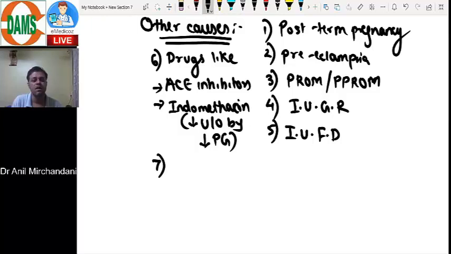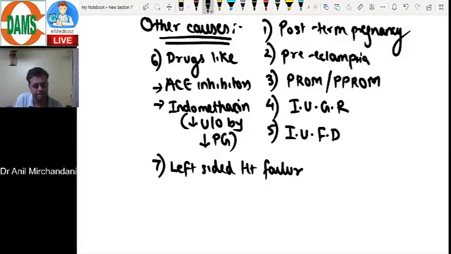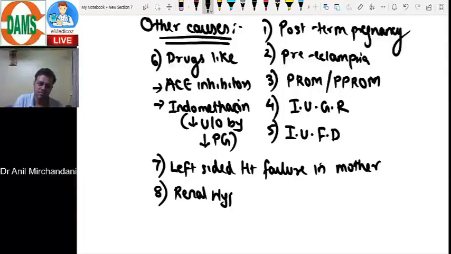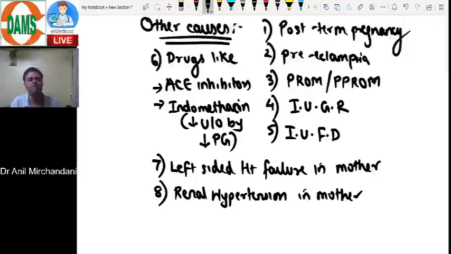Number 7. If there is left-sided heart failure in mother, there will be less perfusion of placenta, and that would lead to oligohydramnios. Then renal hypertension in mother. Again same reason, the vessels would be spastic, narrow, and that would lead to reduced flow to placenta and hence oligohydramnios.